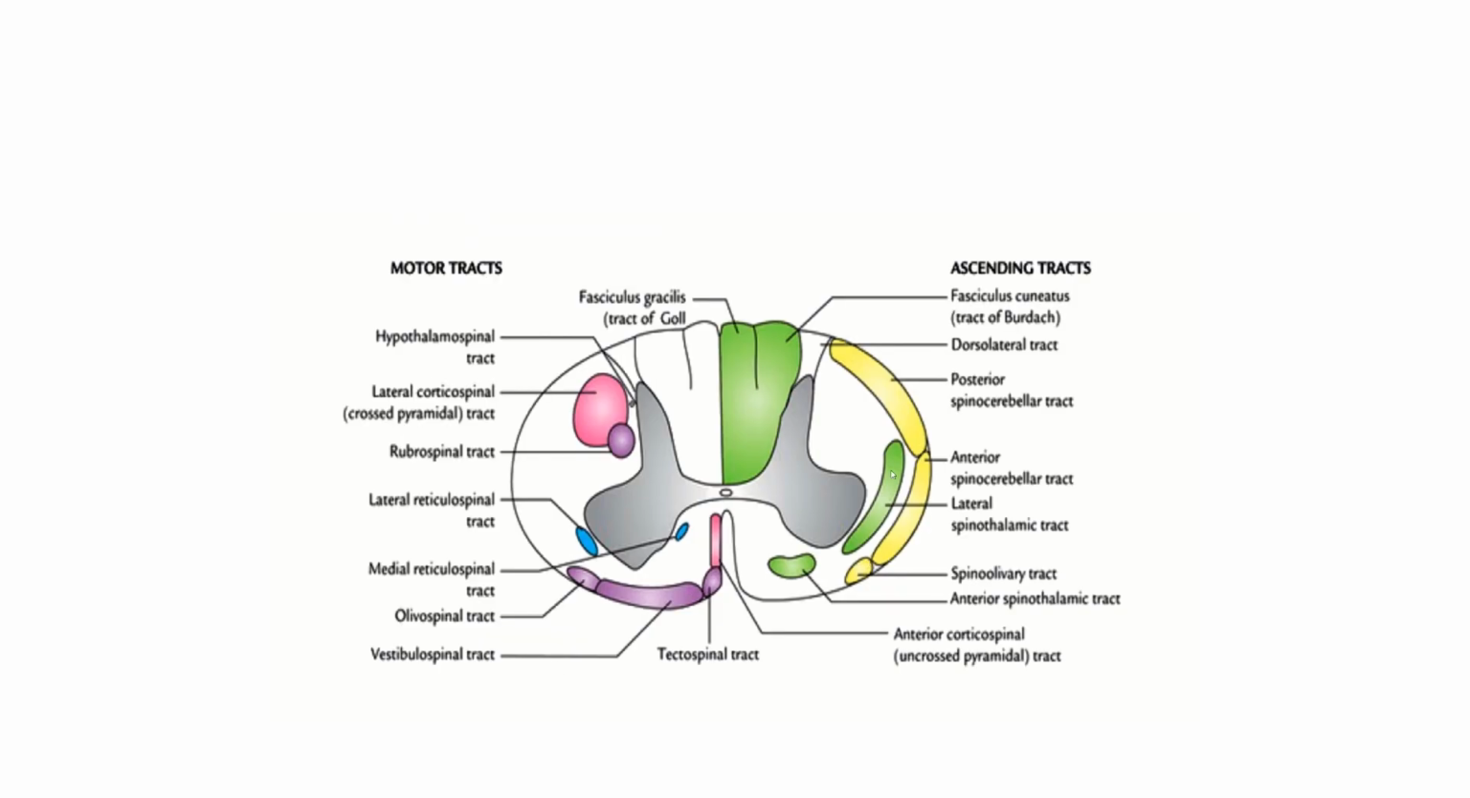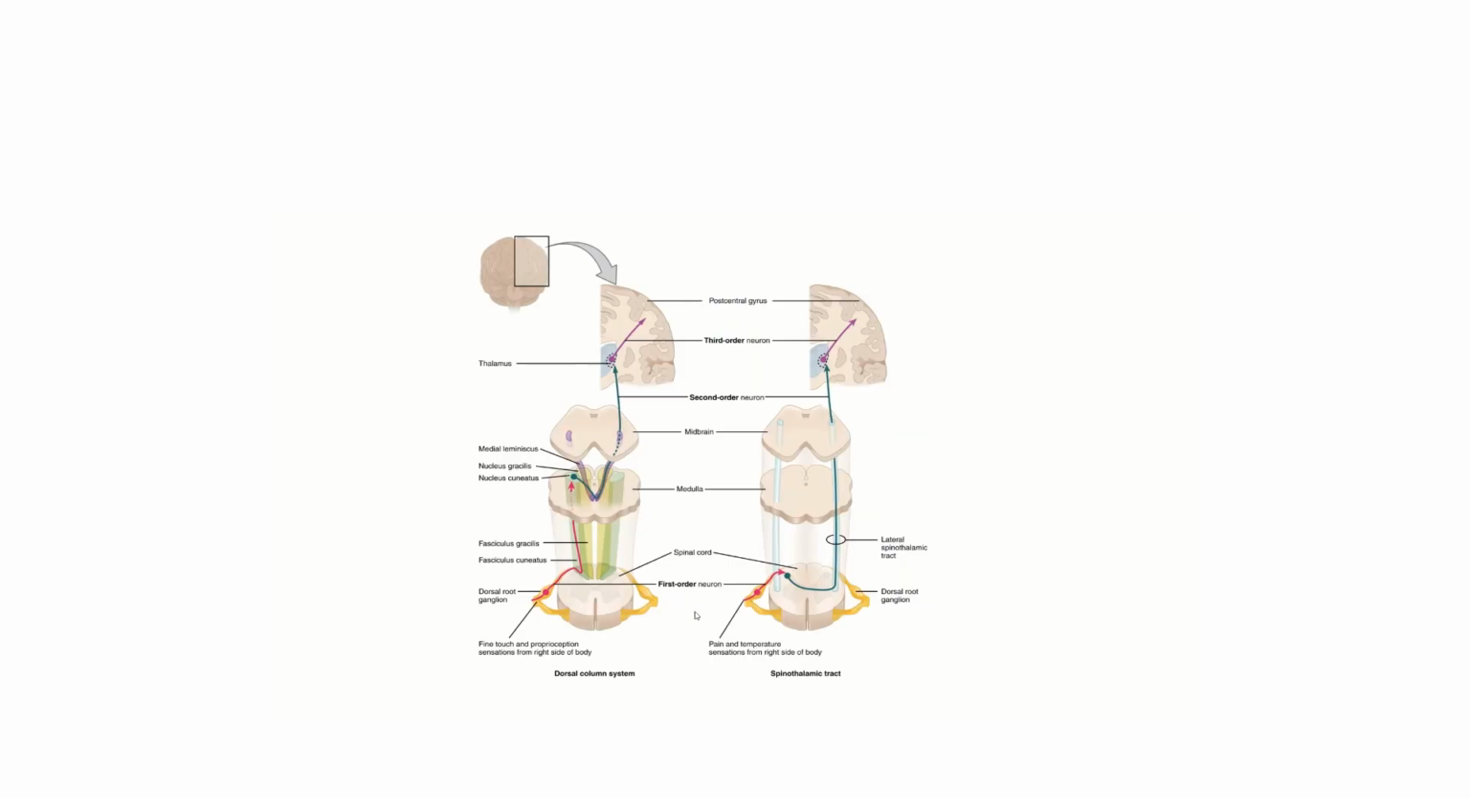So you can see here, this is the lateral spinothalamic tract. See the difference here. This is the dorsal column pathway. This is the first order neuron which is ascending here, and there is no crossing. Whereas if you see the spinothalamic tract, this is the first order neuron which is ending here, the second order neuron immediately crossing to the opposite side and forming the lateral spinothalamic tract.